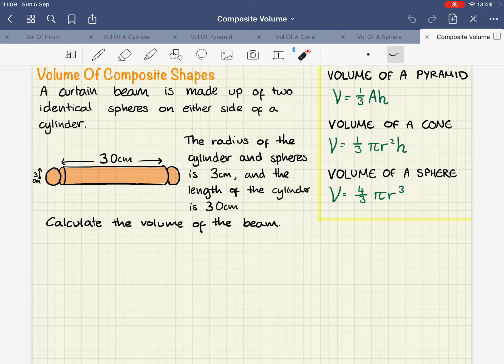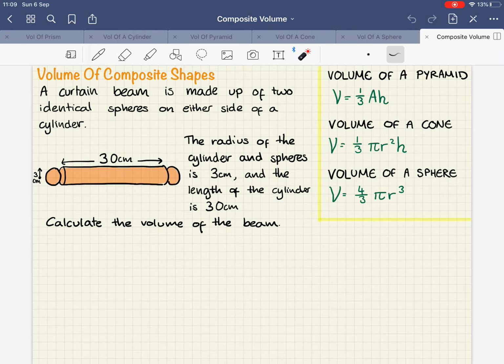Alright, so we're on to the last video of our volume. This one's probably going to be a bit longer than the previous ones because we're going to be looking at some exam style questions where we need to find the volume of a composite shape. So a composite shape is a shape that is made up of two shapes either added together or taken out from one another. So I've got 3 examples to go through.